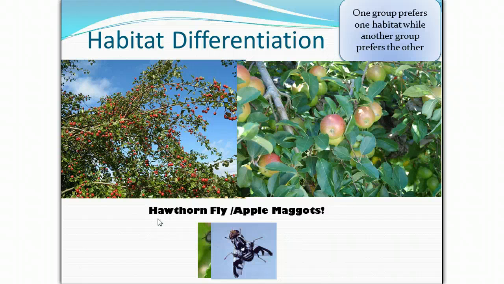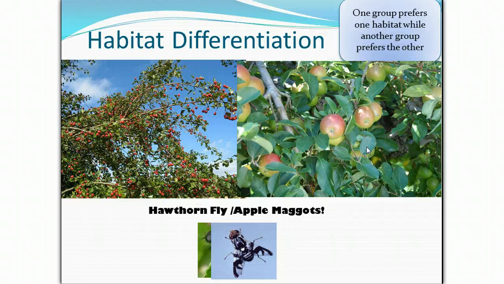Habitat differentiation is another mechanism of sympatric speciation, and this is when one group of the species prefers one habitat, while another group prefers the other. So this is a colonial story. It's very timely. This is apple season. One of my favorite things to do is to go apple picking. And this is actually a picture I took while apple picking, just to blow my own horn.